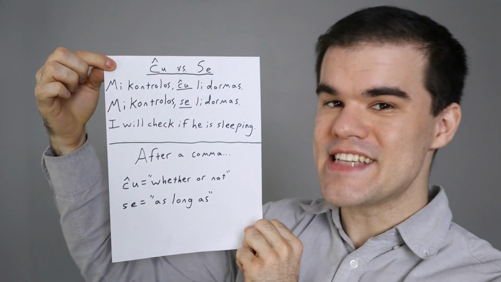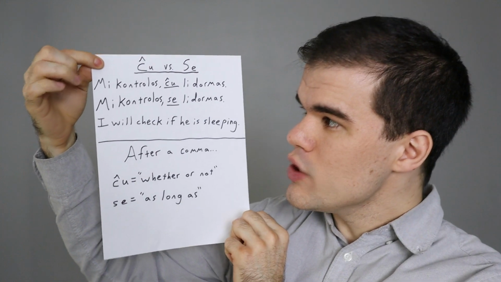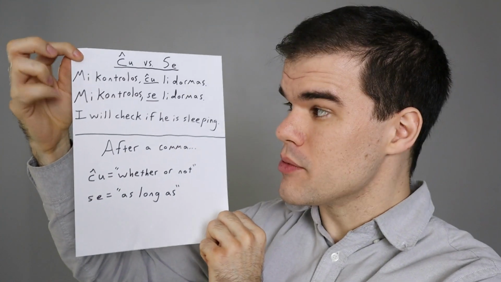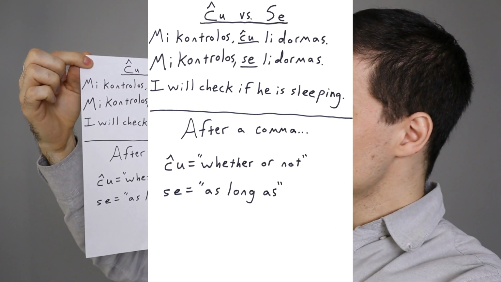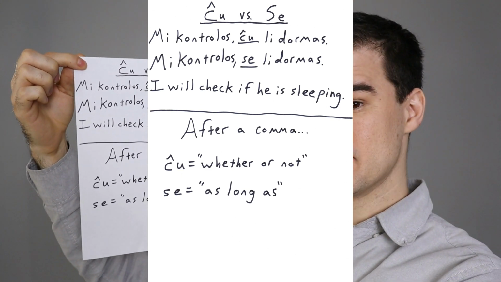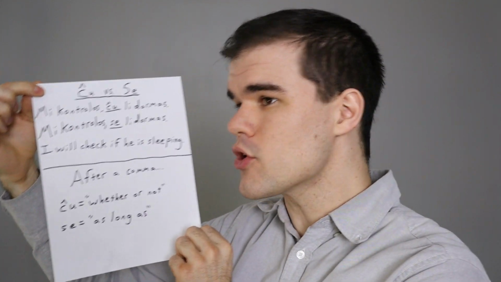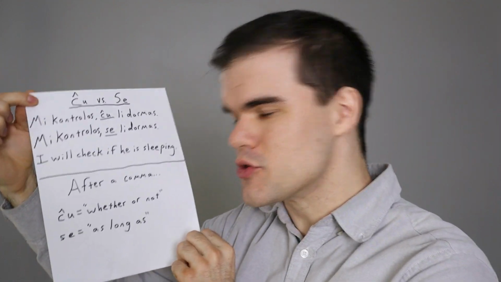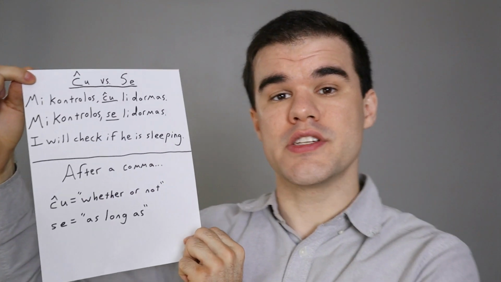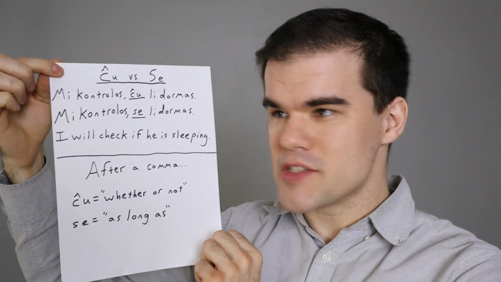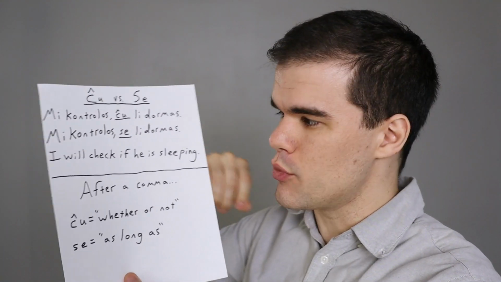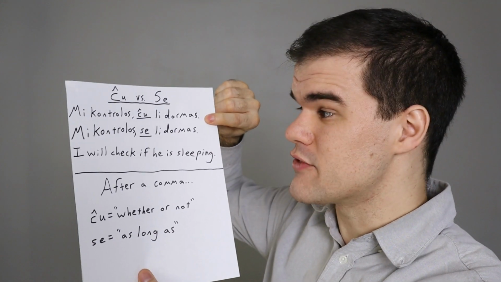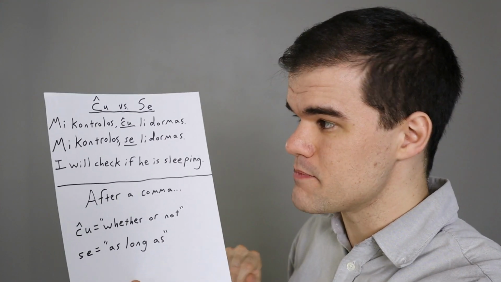Chu versus se. Look at these two sentences that in English would probably be worded this way. Mi kontrolos chu li dormas, mi kontrolos se li dormas. In English, both of those would probably make their way into English. In Esperanto, those would be translated in English probably as, I will check if he is sleeping. But is there a difference between them? Yes, there is. And in English, the same wording can express two very different scenarios. Context, tone of voice can help with that. But in Esperanto, you actually have to use a different word than just if in both cases.